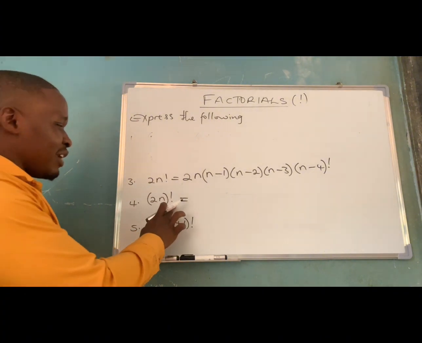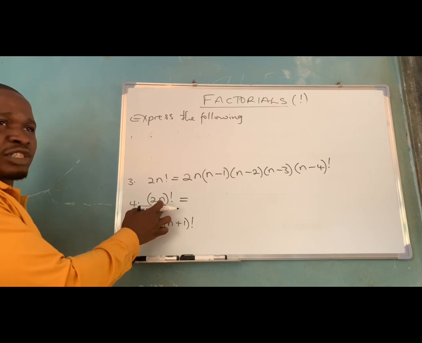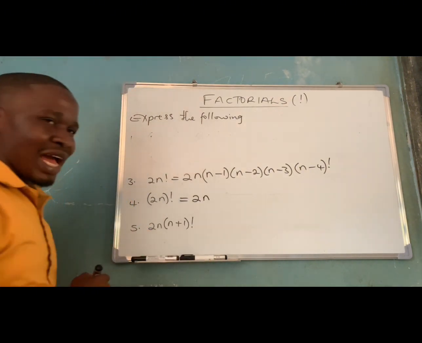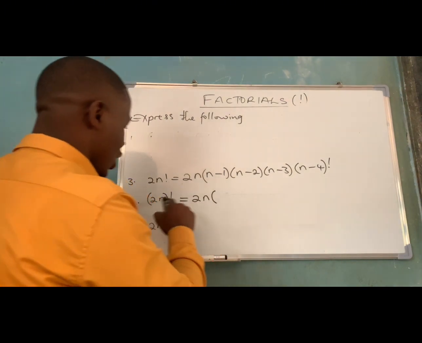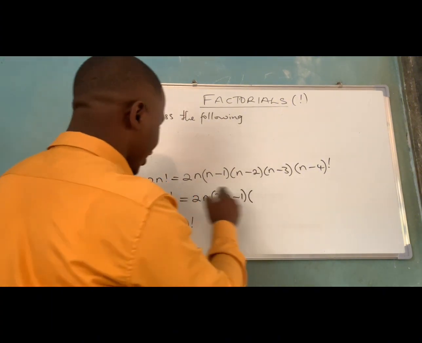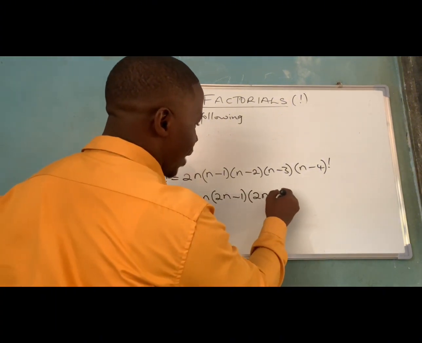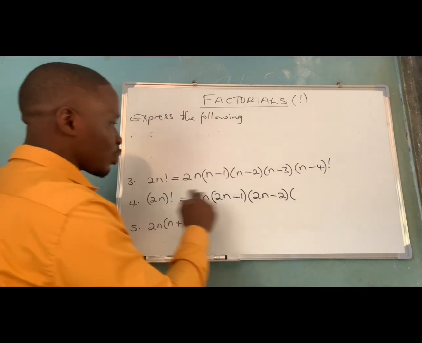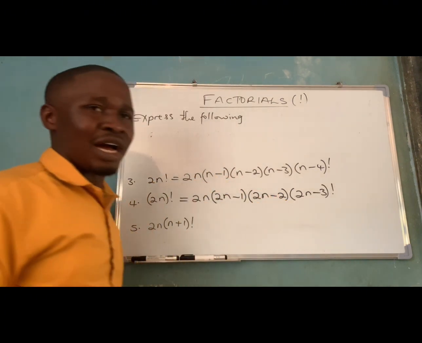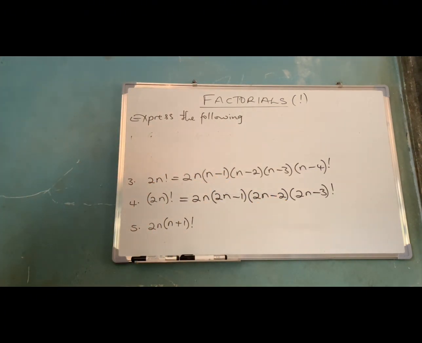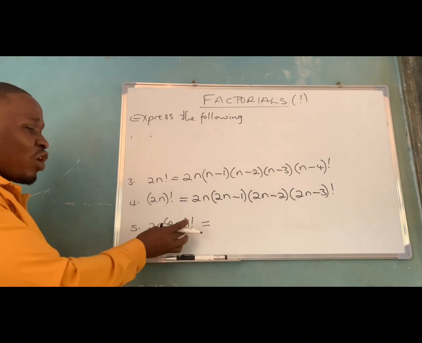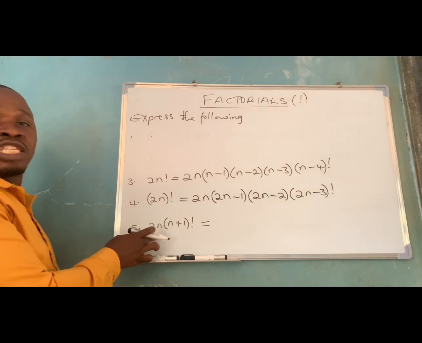This time around, the factorial does not only affect the n, it also affects the 2. So we say the 2n that we are given, we start, what we are given minus 1. We go again, what we are given minus 2. We go again, what we are given minus 3. We intend to stop here with the factorial. Alright, so this is the last one. The factorial affects only the bracket. The factorial does not affect the 2n.